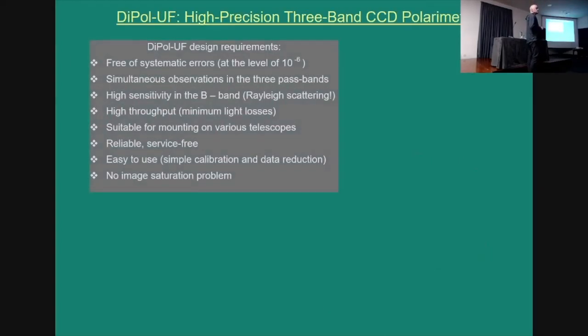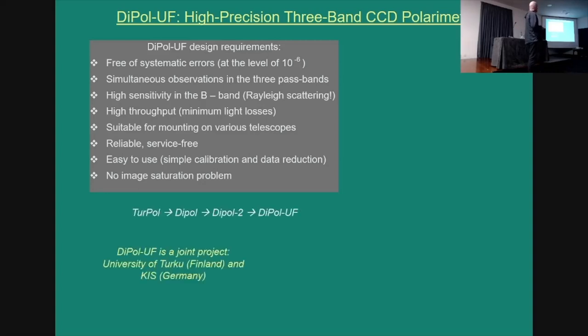Before building the polarimeter, we set certain design requirements. They are listed here. First of all, we wanted an instrument free of systematic errors, at least at the level of 10 to minus 6. We wanted simultaneous observation in three passbands. We wanted high sensitivity in the B band, which is important for detecting and measuring polarization due to Rayleigh scattering. We wanted an instrument with high throughput and minimum light losses, suitable for mounting on various telescopes. It must also be reliable, service-free and easy to use, which assumes simple calibration and simple data reduction. And of course, we wanted a CCD polarimeter with no image saturation problem.